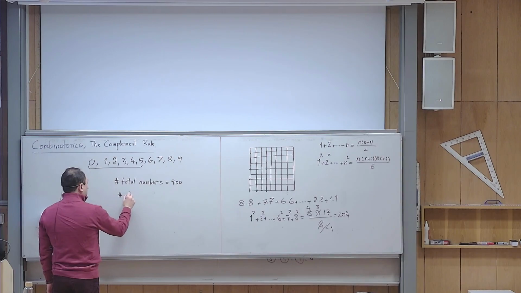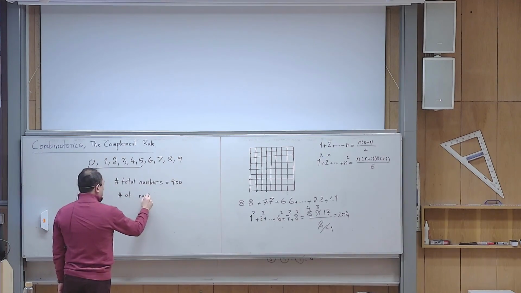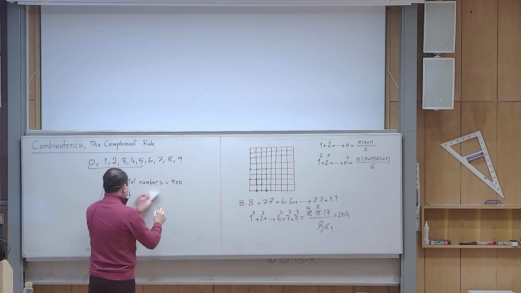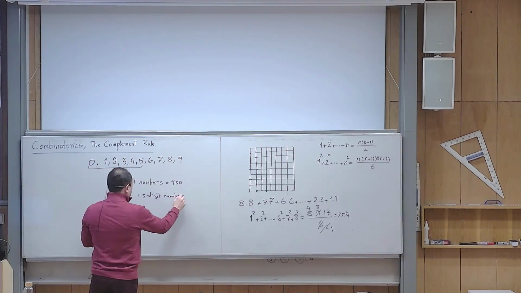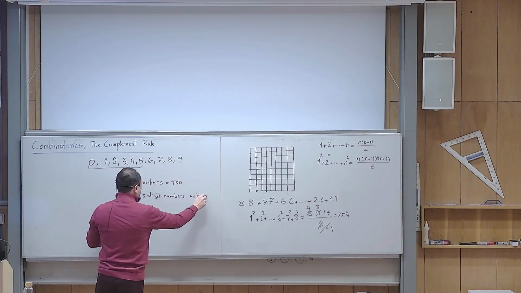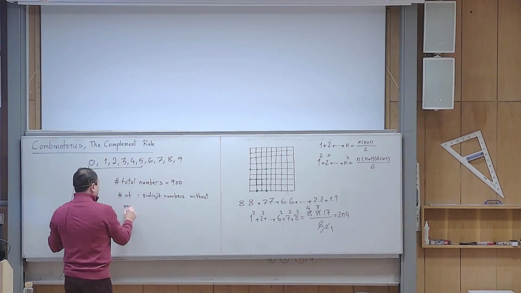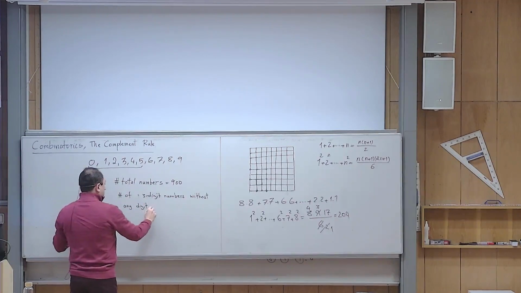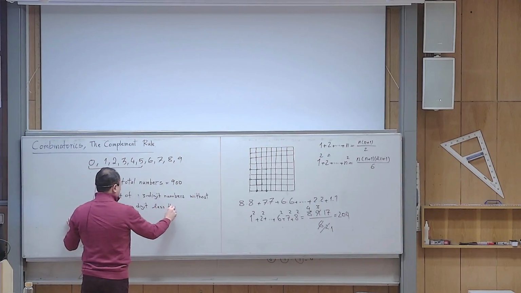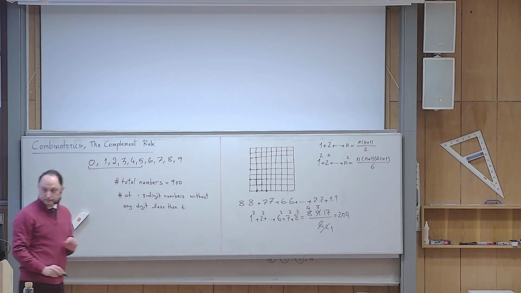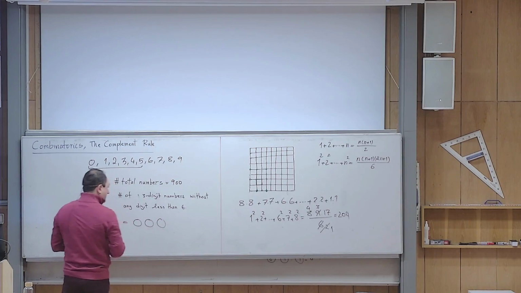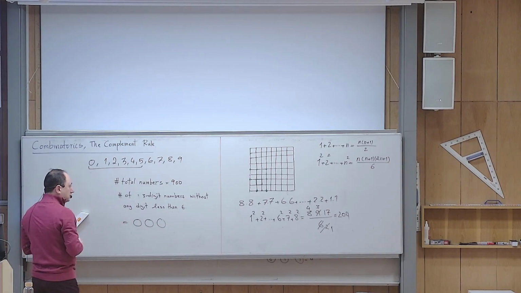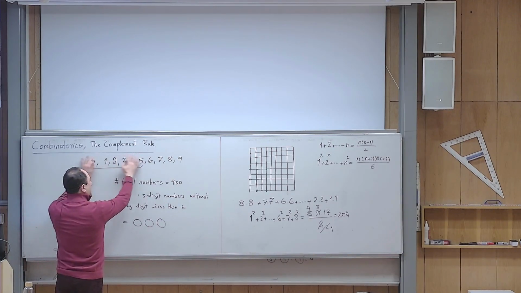the number of 3-digit numbers without any digit less than 6. So what is this one? So this means that again I have a 3-stage task to be done. I want to write a 3-digit number, but without any digits less than 6. So they are not available for me anymore.